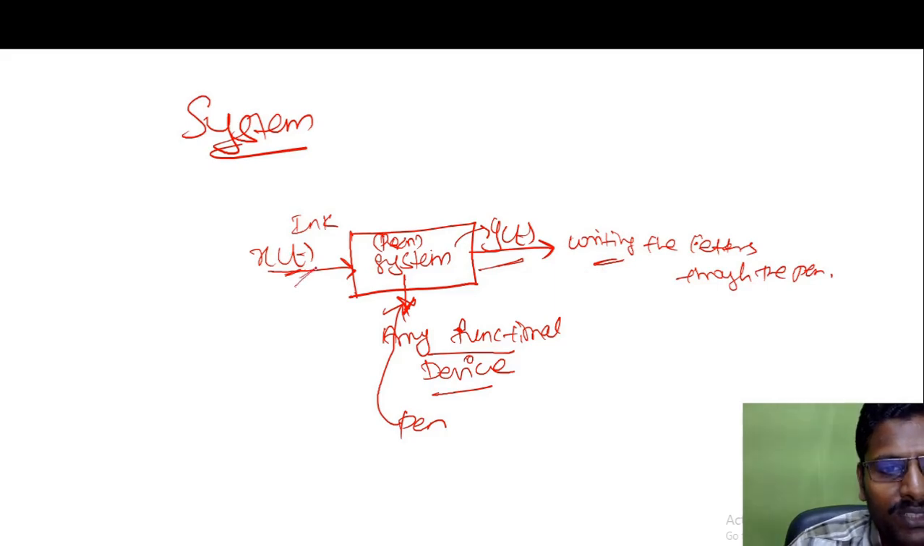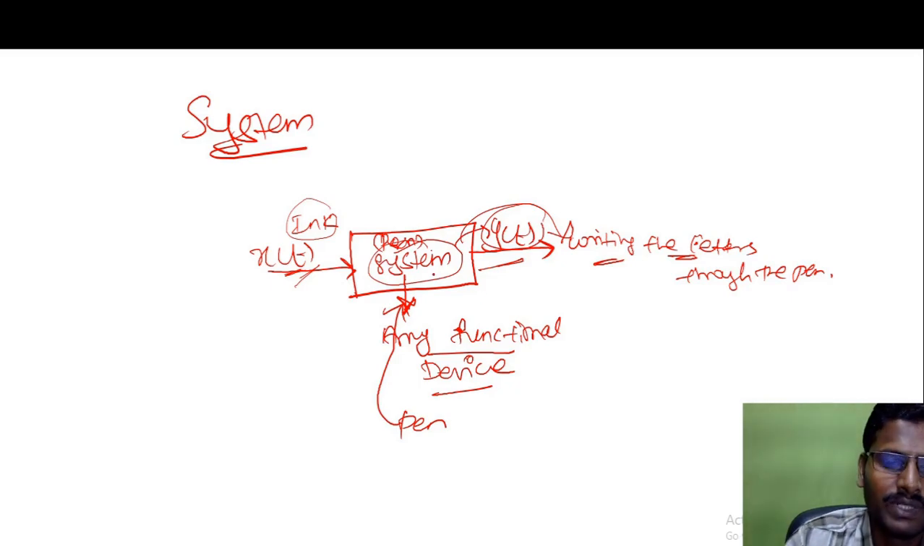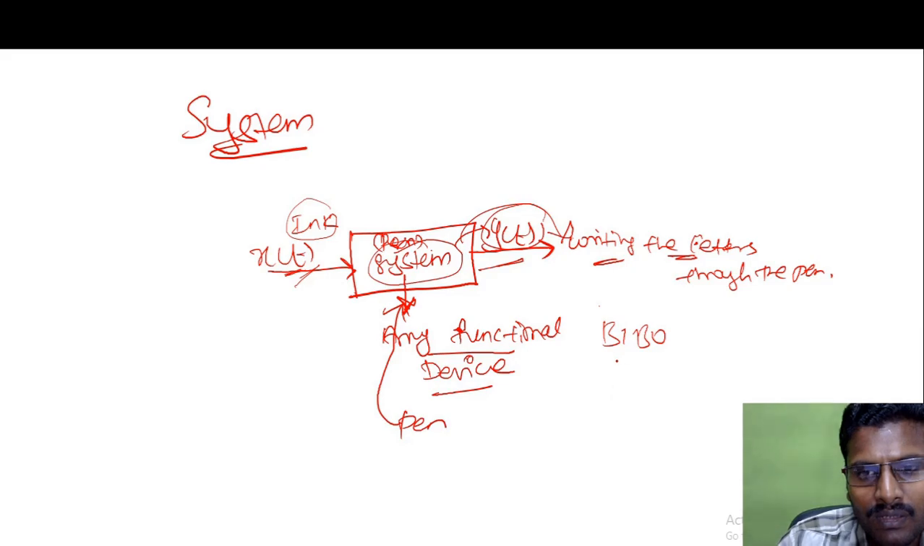So the input is x of t. The system is processing, the pen is processing the ink, and it is producing an output on paper with the help of letters, which is y of t, right? So this is a system, right? There are different kinds of systems. Bounded input, bounded output system, right, is one best type of system.